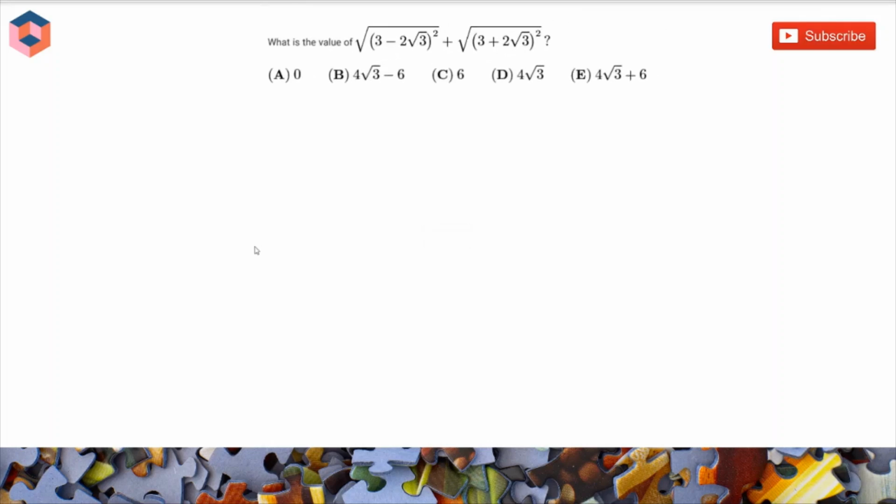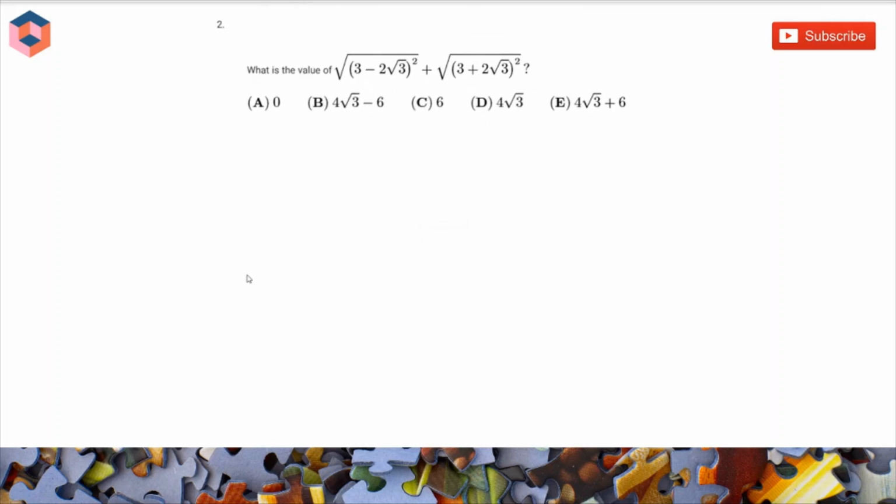What is the value of the square root of 3 minus 2 times the square root of 3, squared, plus the square root of 3 plus 2 times the square root of 3, squared? Now you might just think that we cancel out the square roots, add this up to get 3 minus 2 root 3 plus 3 plus 2 root 3 and get our answer as 6. But that would be incorrect, and that is probably a very common mistake that you can make on this question.